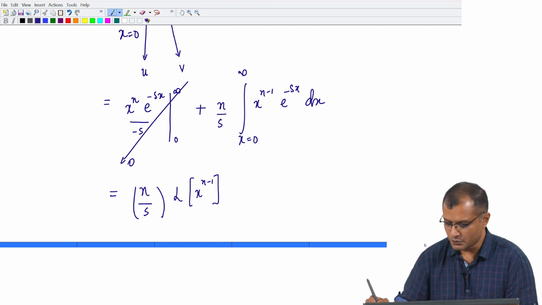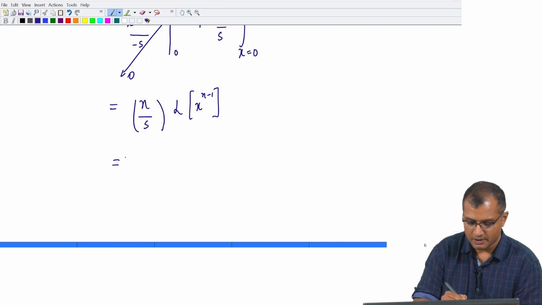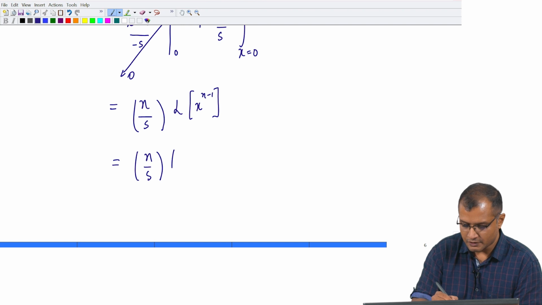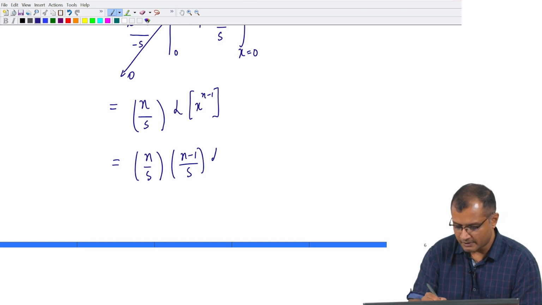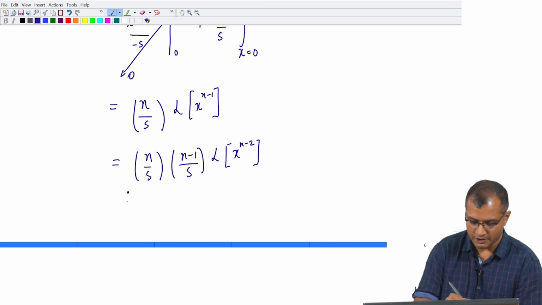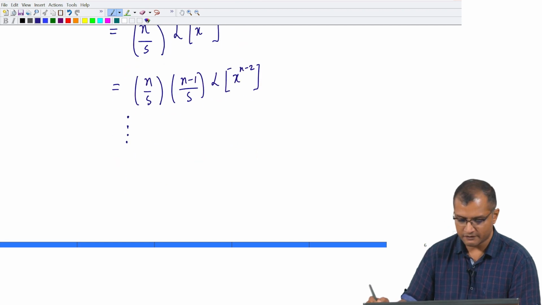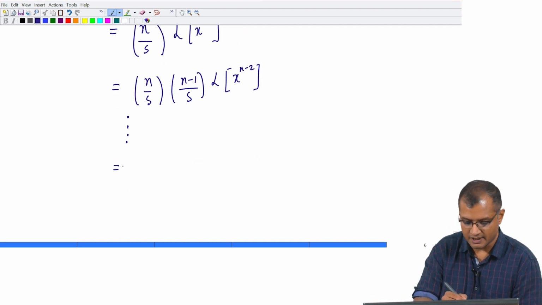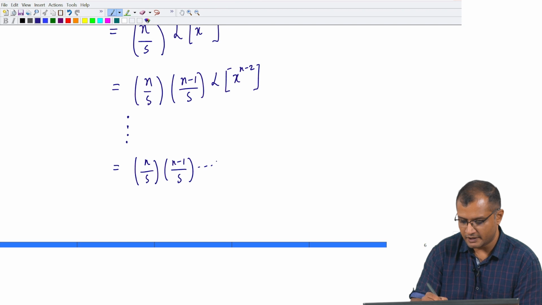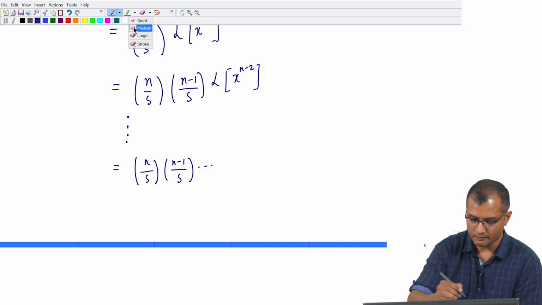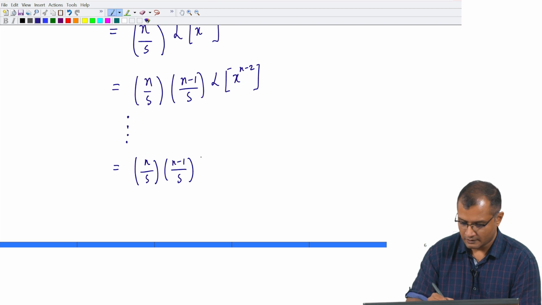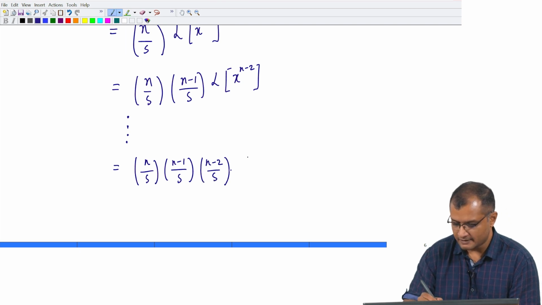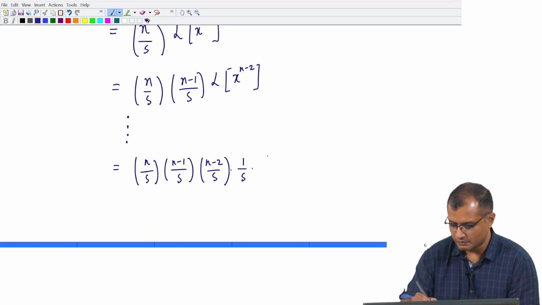Okay. So, this way if you continue, if you take one more Laplace transform, it would be n by s into n minus 1 by s into the Laplace transform of x raised to n minus 2. And if you keep continuing, what you will get at the end of the overall steps would be n by s into n minus 1 by s all the way to n minus 2 by s, and the last term would be 1 by s into the Laplace transform of x raised to 0, or 1.